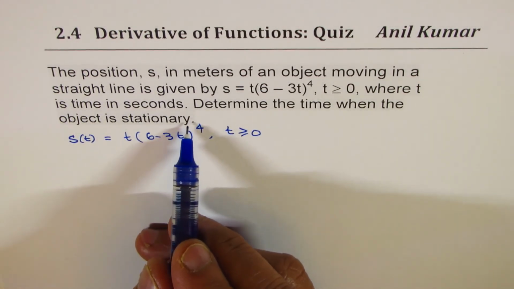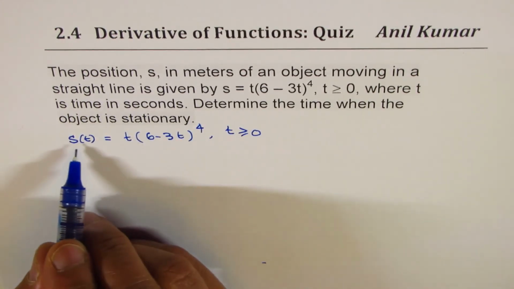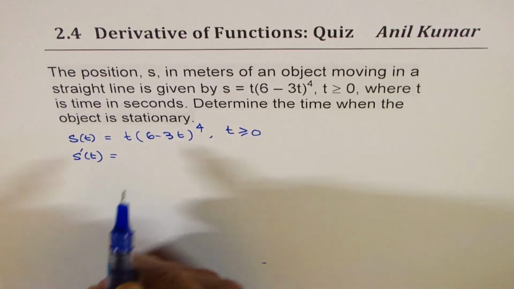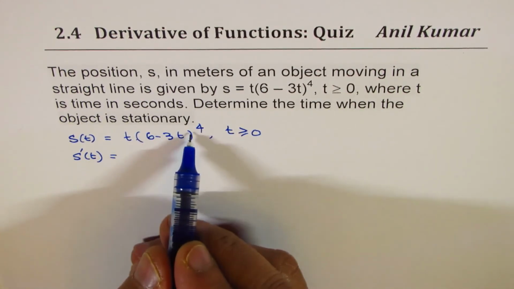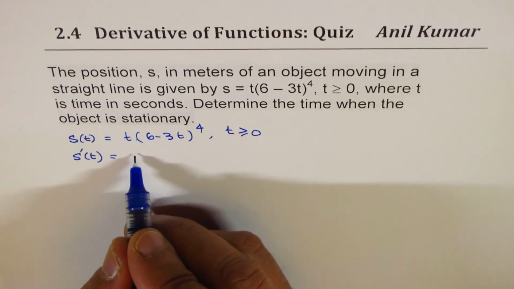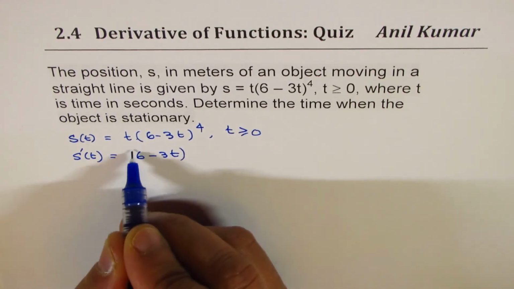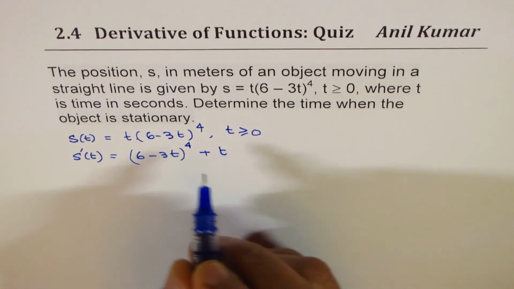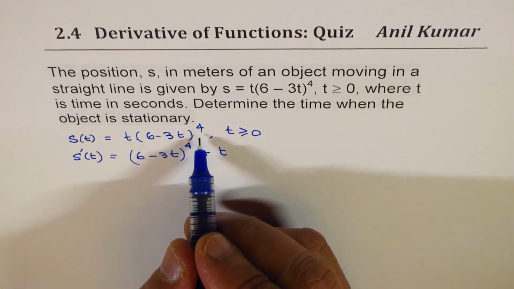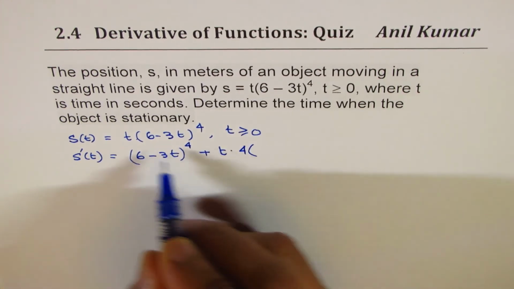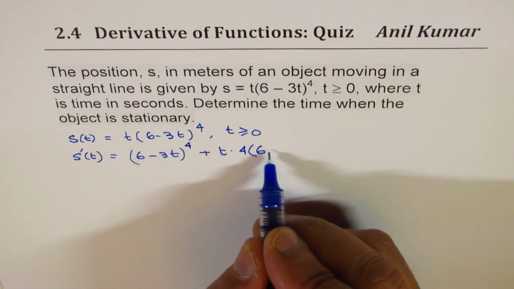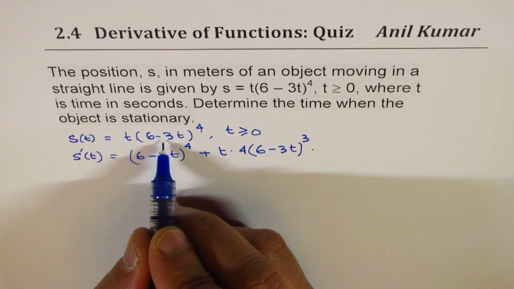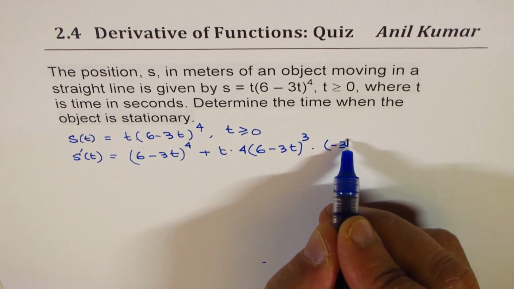Stationary object means 0 velocity, right? So let's first find the rate of change of displacement. So rate of change of displacement is velocity. Here we can apply the product rule. Derivative of t is 1, so we get (6 minus 3t) to the power of 4, 1 times this, plus t times the derivative of this function. So 4 times, we'll apply the power rule for the functions, (6 minus 3t) cubed times the derivative of the inside function, which is minus 3. Perfect.